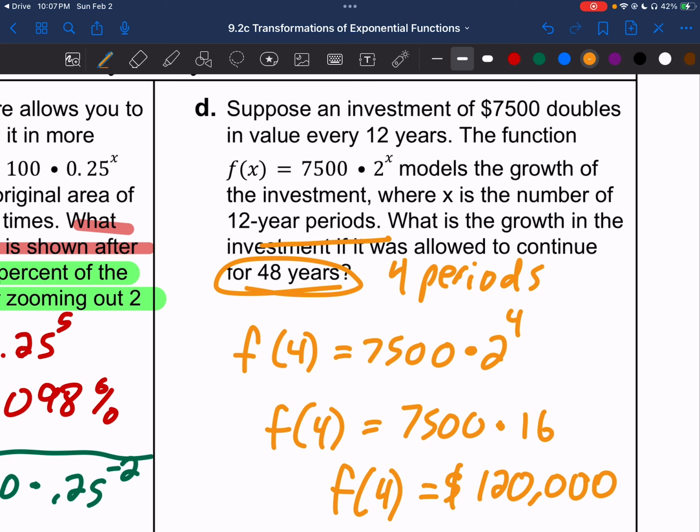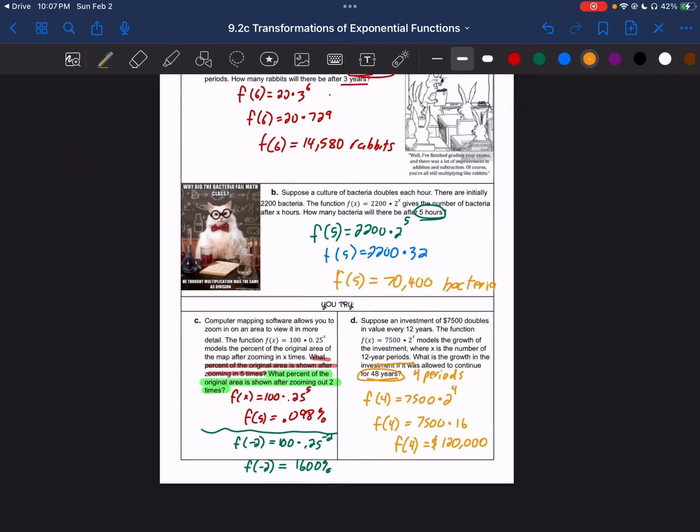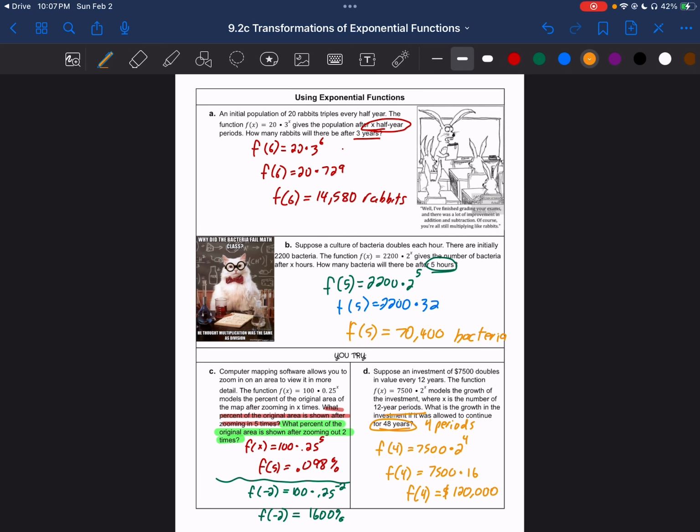All right, so that is also factoring in compound interest and whatnot. So that is the end of our notes, not only for this lesson, but for this module.